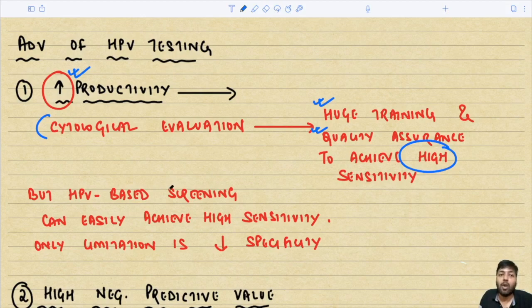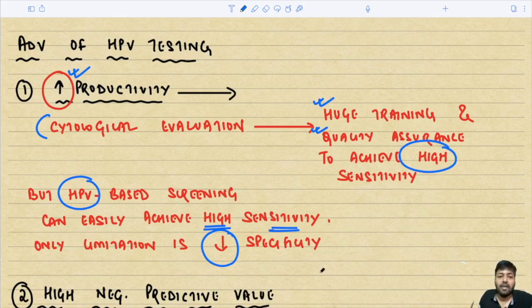But if we are doing the molecular testing of the HPV, that is HPV based screening, they can easily achieve high sensitivity. The only limitation of this test is decreased specificity, as we have already seen. Okay, and remember, the HPV testing is quite simple and does not require that much training. So it already has a very high sensitivity, and you remember that any test which has a high sensitivity is the requirement for any primary screening program. Okay, so the productivity of the HPV screening or HPV testing is very high.